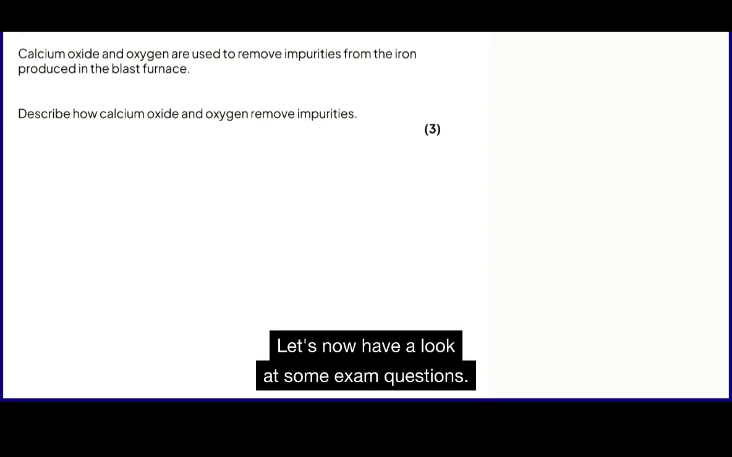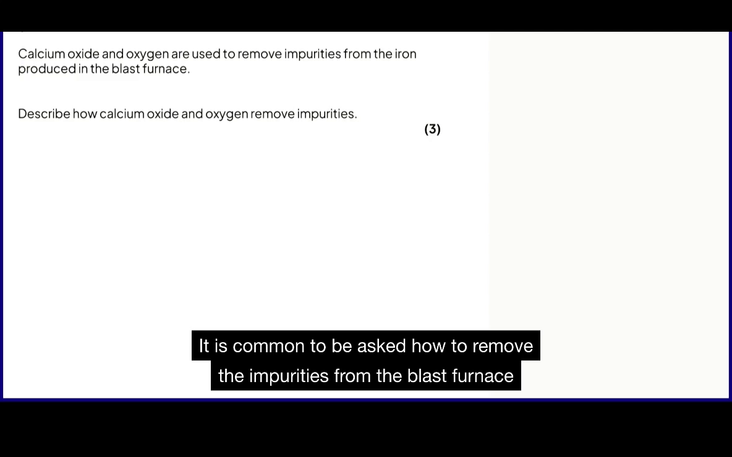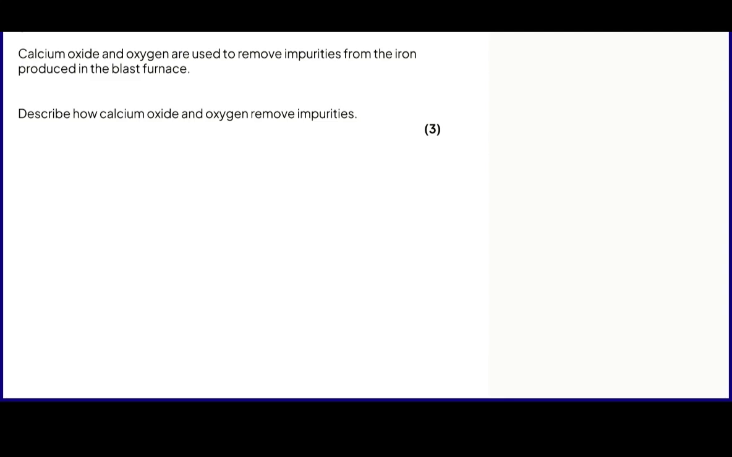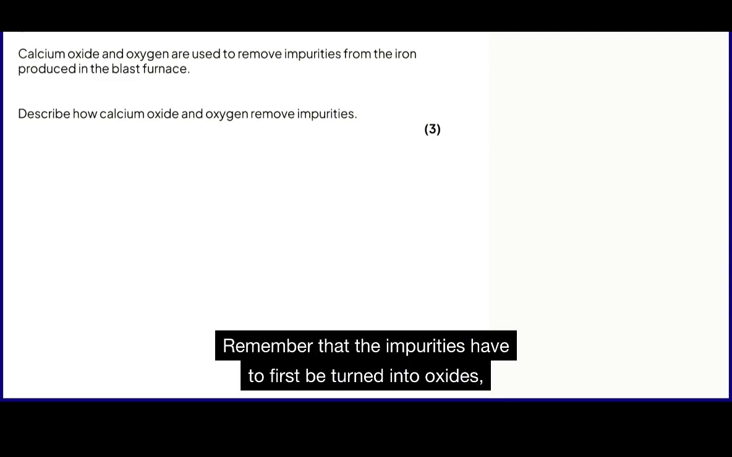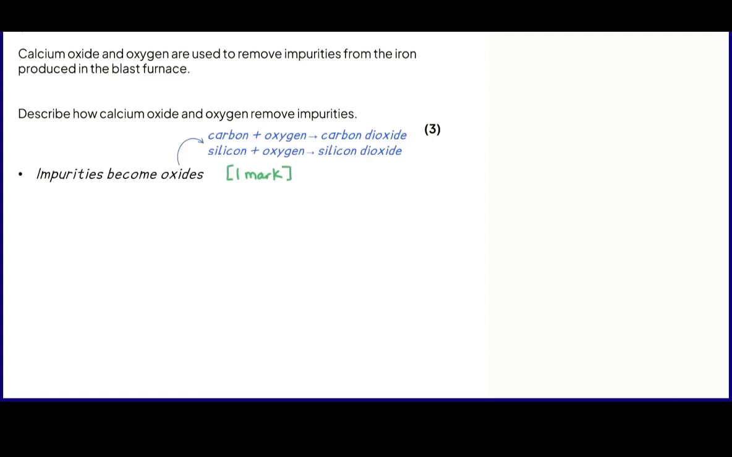Let's now have a look at some exam questions. It is common to be asked how to remove the impurities from the blast furnace in an exam, as you have been here. Remember that the impurities have to first be turned into oxides. Stating this will score you 1 mark.